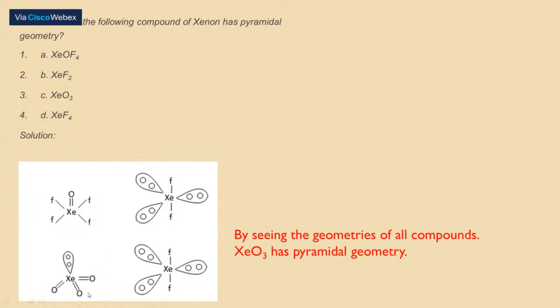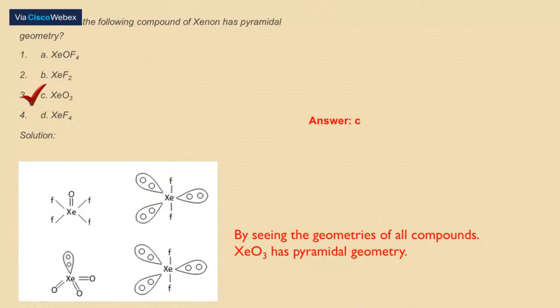which one has a pyramidal structure, very similar to the structure of ammonia. Just now we have seen that ammonia has a pyramidal structure. The same type of structure we are now finding for XeO3. Thereby, the answer for this question is C. You can mark it.